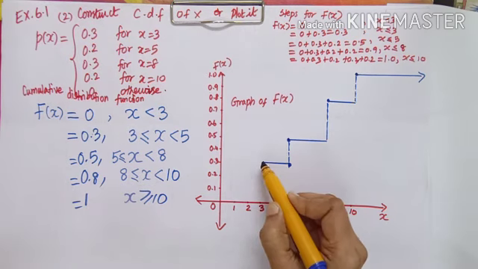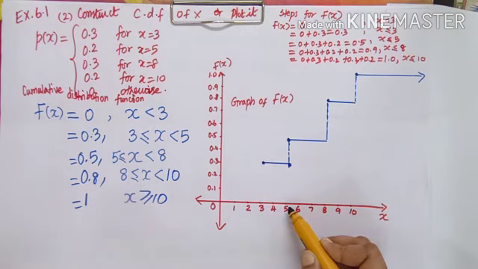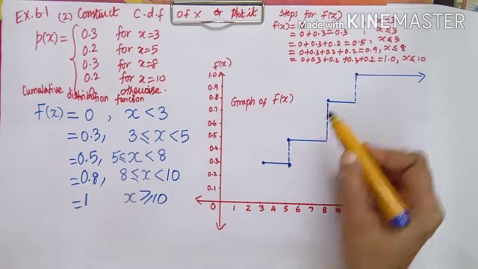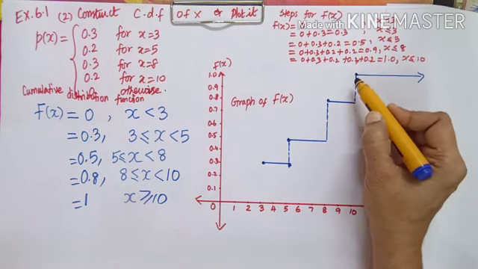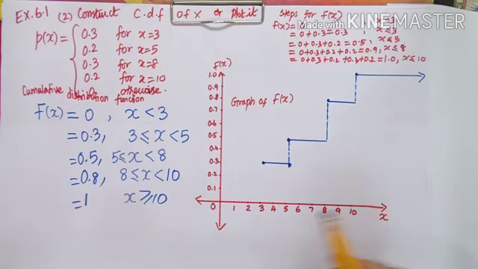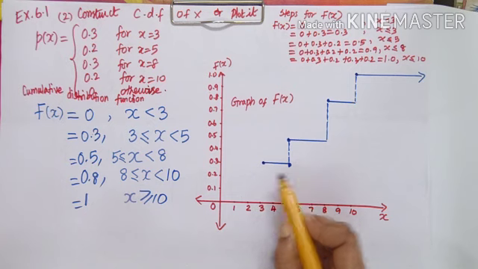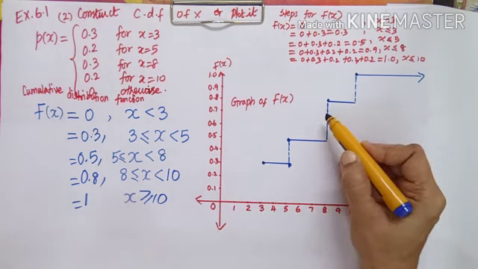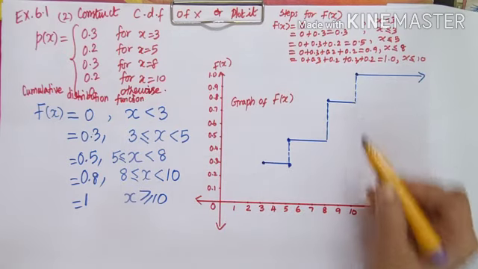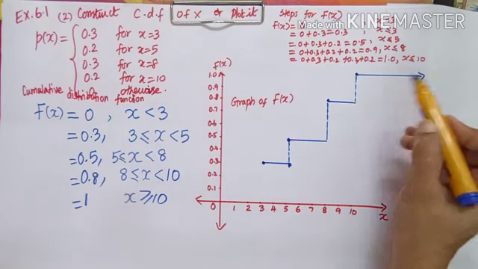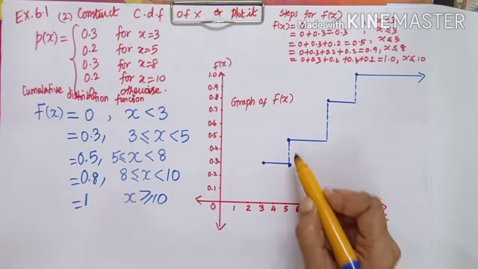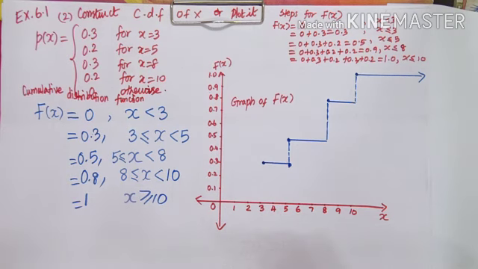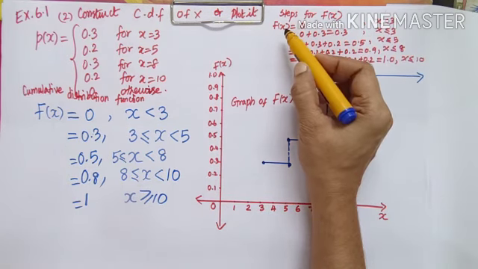So at 3, it is equal to 0.3. At 5 onwards, 0.5. At 8 onwards, 0.8. And at 10 onwards, 1. This is our understanding. 3 to 5, it is 0.3 only. 5 to 8, it is 0.5 only. 8 to 10, it is 0.8 only. And 10 onwards, the answer becomes 1. This looks like a step. So CDF is also called a step function. We denote it as capital F of x.